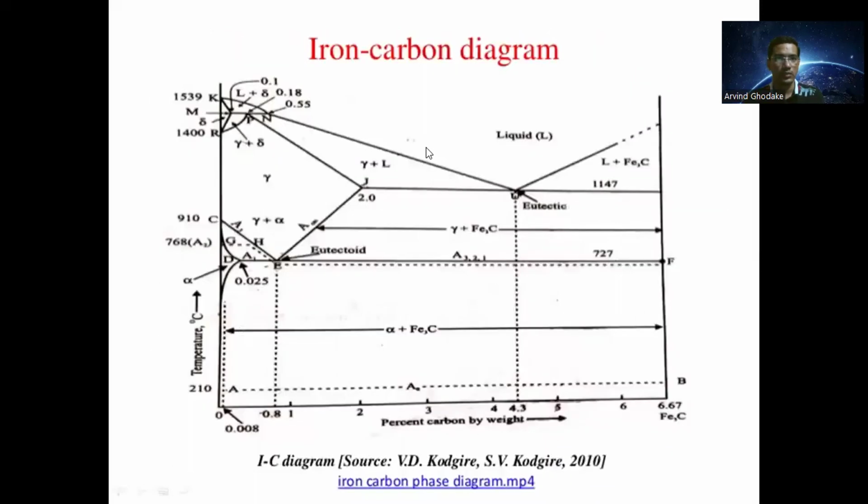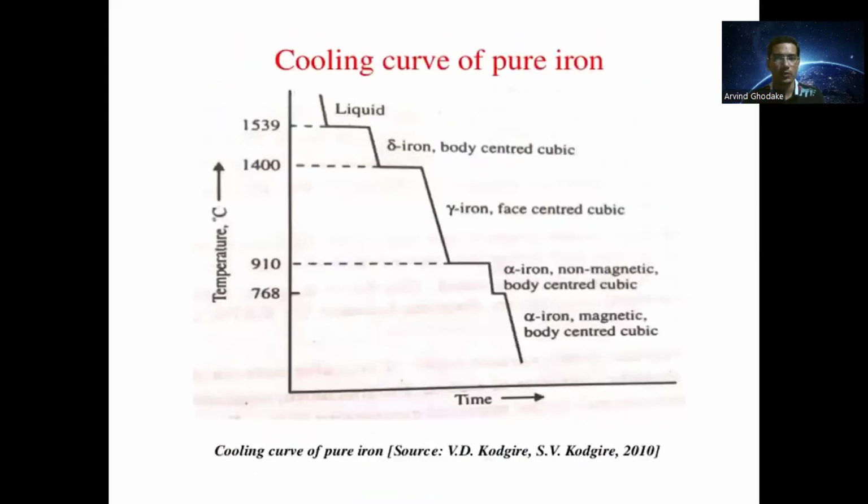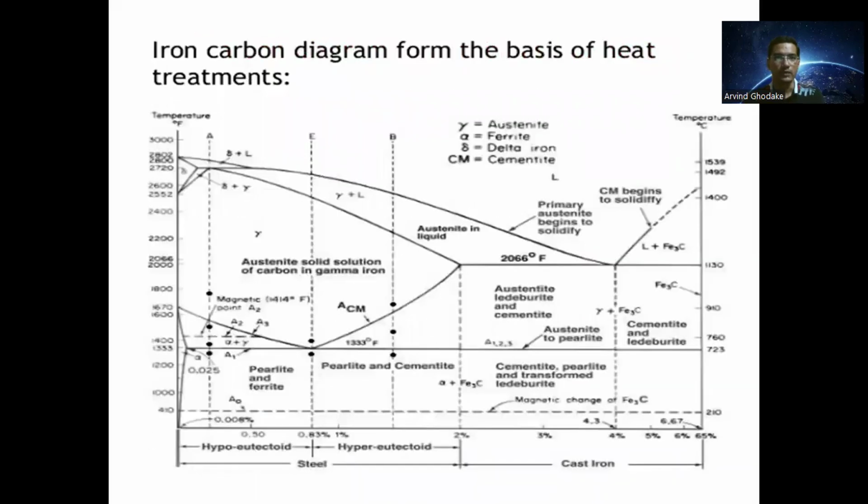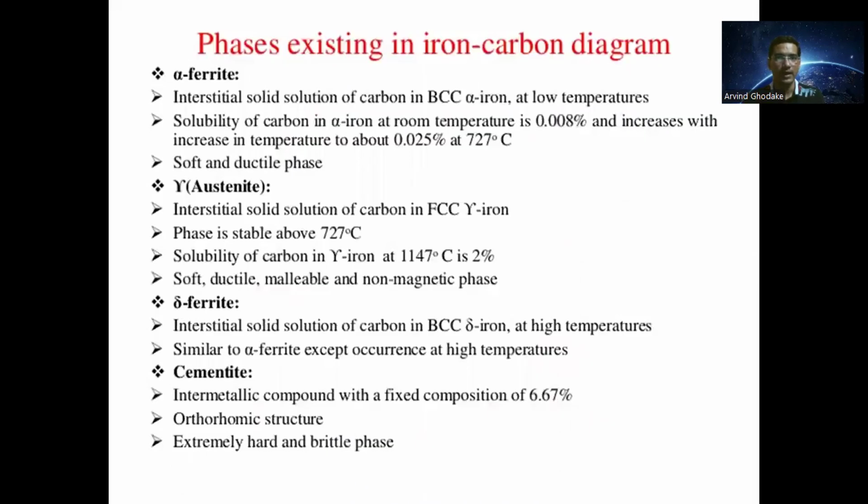So this is all about the cooling curve for pure iron, then the iron carbon equilibrium diagram for steel and cast iron, then with respect to the heat treatment and the different phases existing in the iron carbon equilibrium diagram.